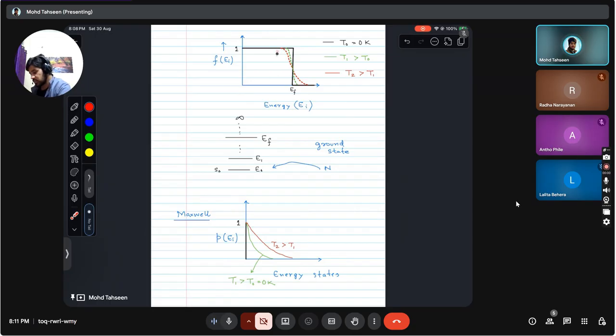And this distribution, which is based on the Fermi-Dirac distribution, is called the Drude-Sommerfeld model. Okay, so this is just to explain the qualitative behavior between these two models.